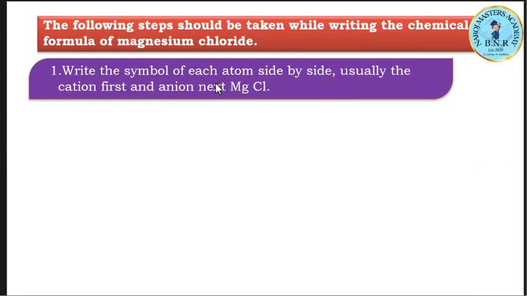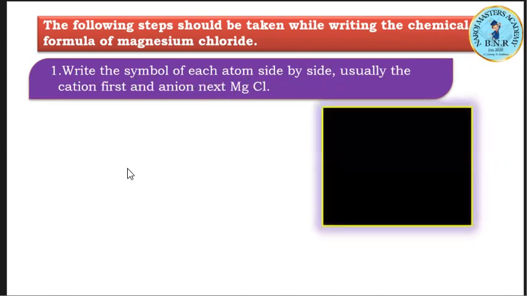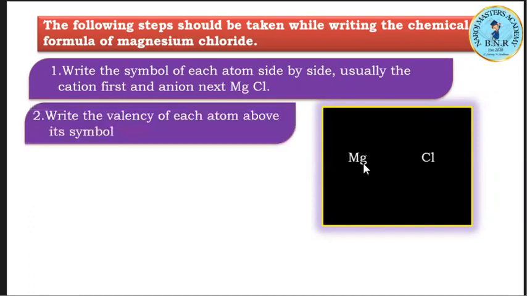Based on this, we'll discuss a very simple crisscross method. Write the symbol of each atom side by side. So write that one here first. Usually the cations first and anions next. Cation is nothing but positively charged, anion is nothing but negatively charged. Magnesium is positively charged, chlorine is negatively charged. You can see plus and minus for these two. Now write the valencies of each atom above its symbol.